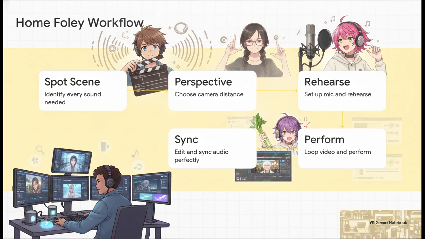Fourth, and this is critical, perform to picture. You must loop the video and physically perform to it. Yes, this literally means you might be standing in your bedroom aggressively swinging a pillowcase full of cornstarch or violently destroying a head of lettuce while staring at your laptop screen. I know it sounds completely absurd, but it perfectly matches the timing and intensity on screen. Finally, step 5, you edit and sync the audio perfectly to the visual hit so the illusion is totally seamless.